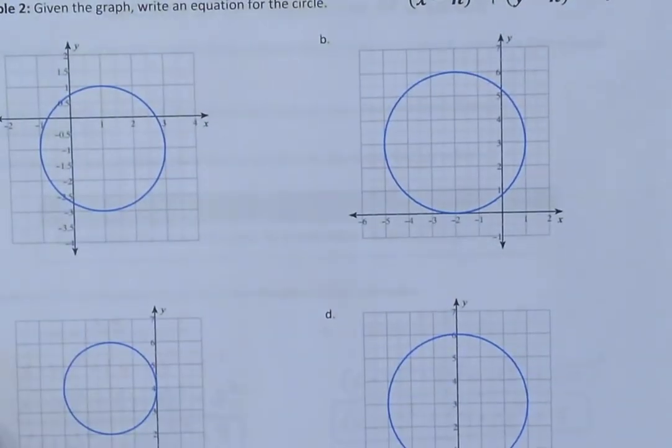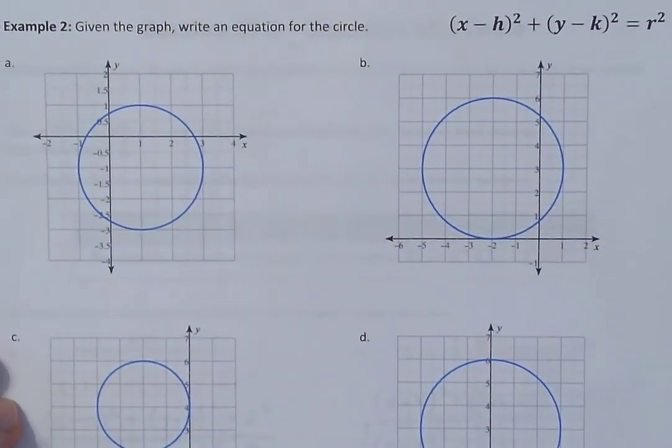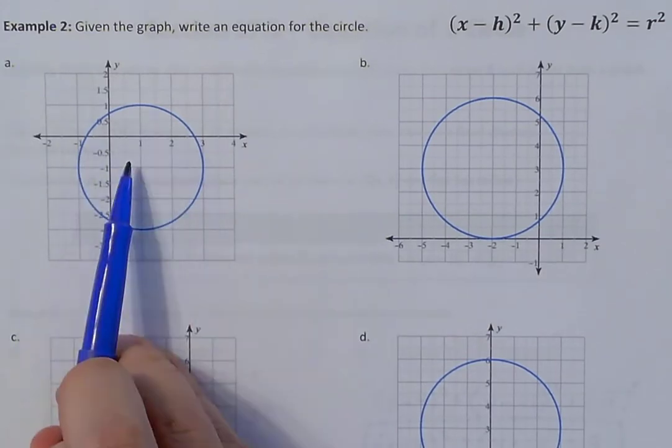All right, example 2 is going to give us a graph, and they want us to go through and write an equation for that circle. So instead of telling us right off the bat what our center and radius are, we have to figure out what the center and radius are, and then we can plug this stuff into the equation. So if we look at example 2, part A, we have our circle right here.